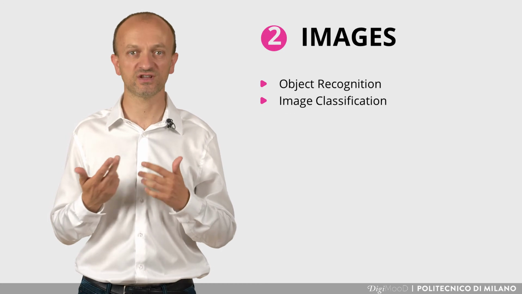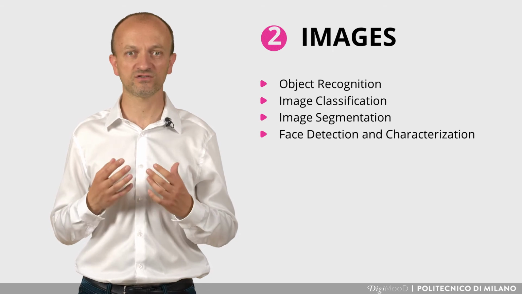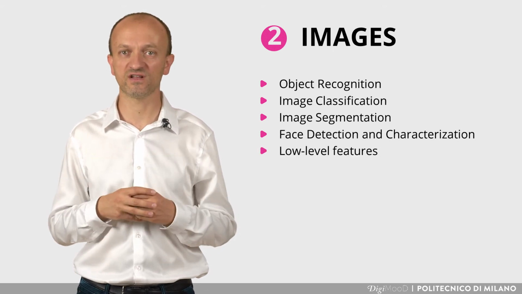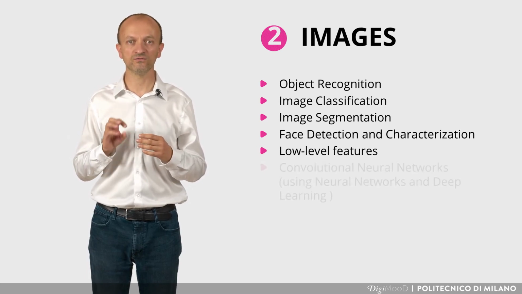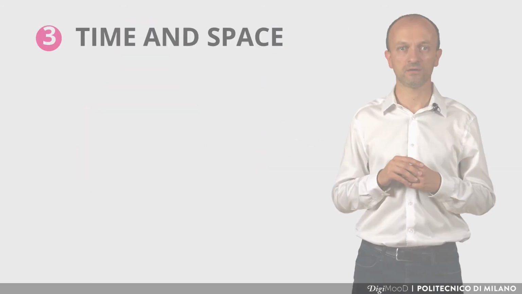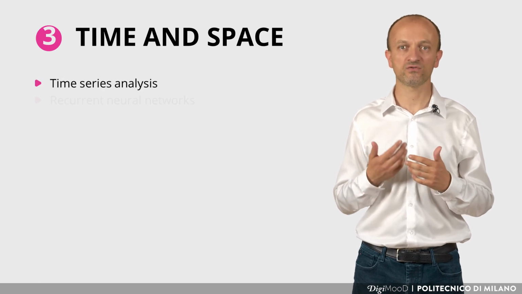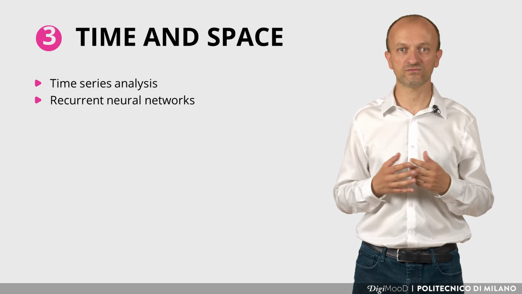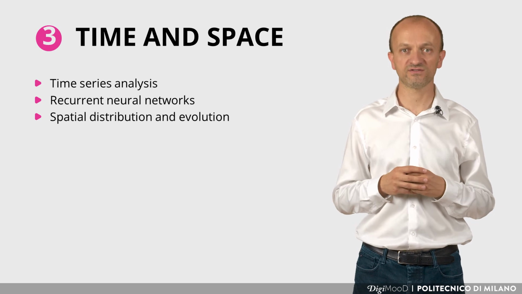As far as images are concerned, deep learning techniques are currently able to solve problems such as object recognition, image classification, segmentation, face detection and characterization, and other complex tasks, starting from low-level features of the images themselves. The most used technique on images is called convolutional neural network. The analysis in the temporal dimension is covered with time series analysis, recurrent neural networks, that are neural networks that learn continuously with the progress of time, and further advanced methods.